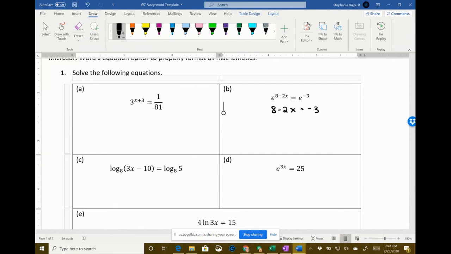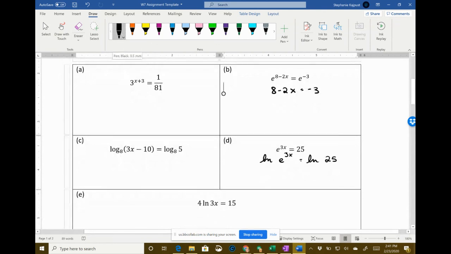Because the natural log has base e, I would take the natural log of e to the 3x, and then the natural log of 25. How do you get the natural log of e to the 3x on your calculator? I don't get how to do the 3x part. So you don't do that on your calculator.